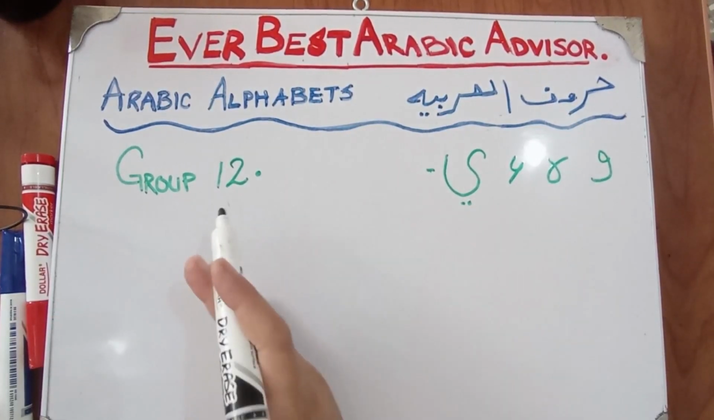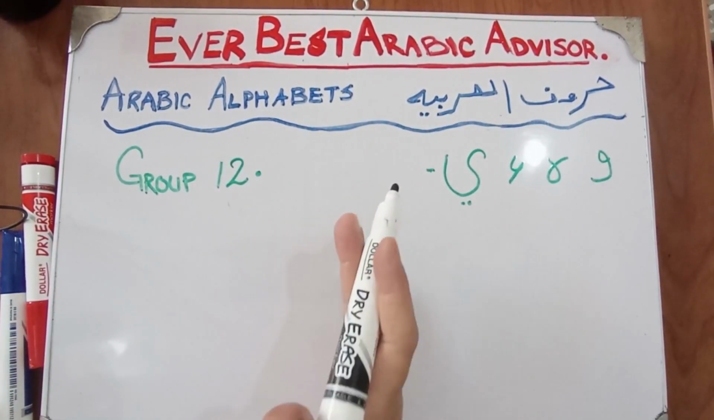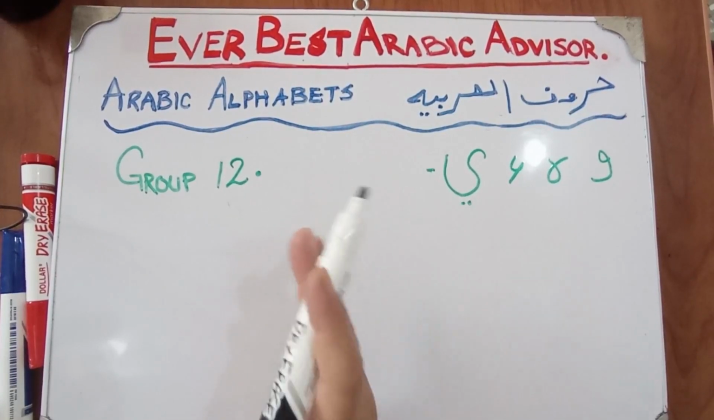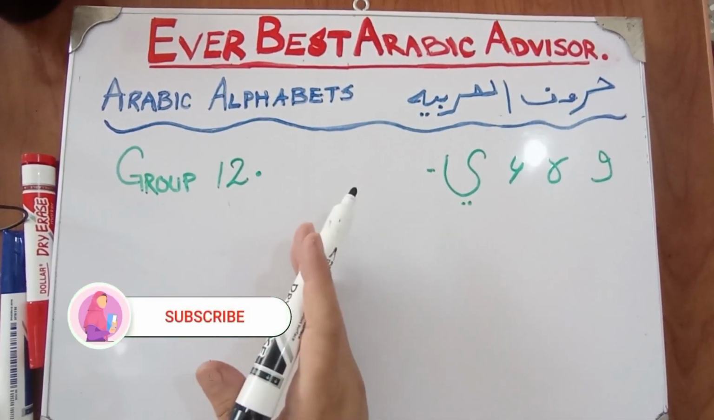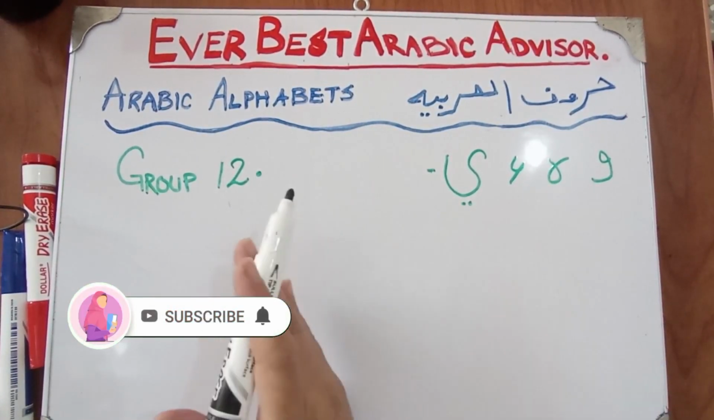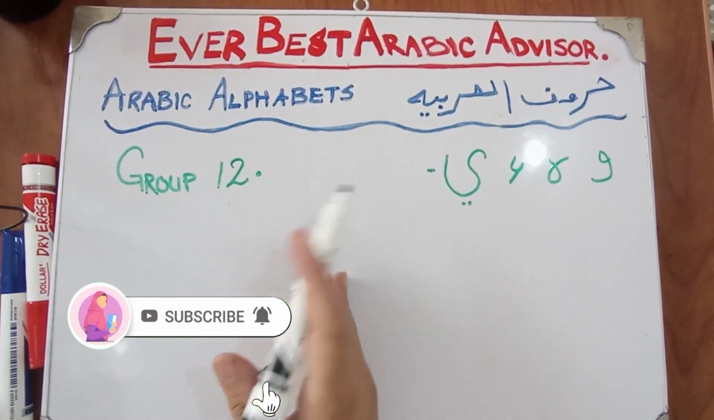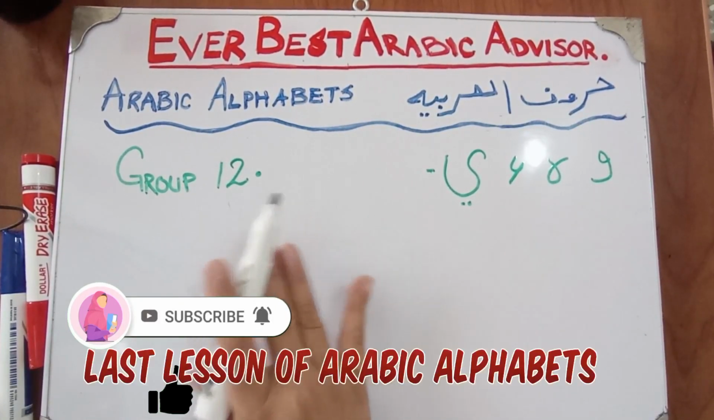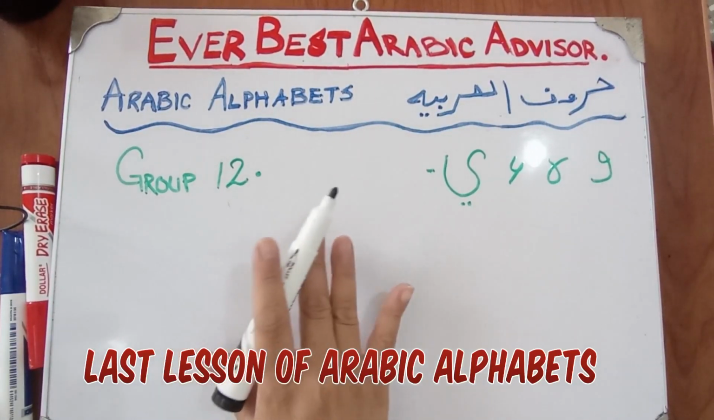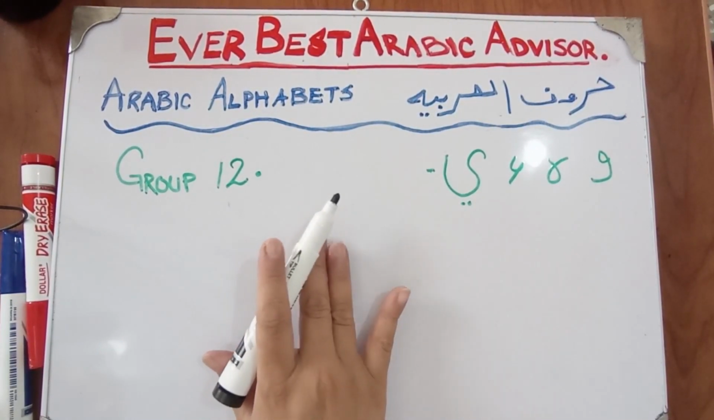We are learning Arabic alphabets in groups. In each group, we learn a few letters which are similar in shape, but the difference of the dot makes them different. Today is the last lesson of our Arabic alphabets. Today we will complete all the Arabic alphabets.